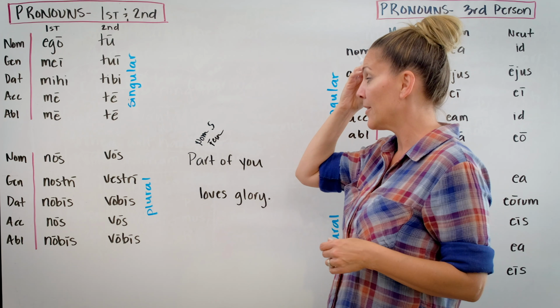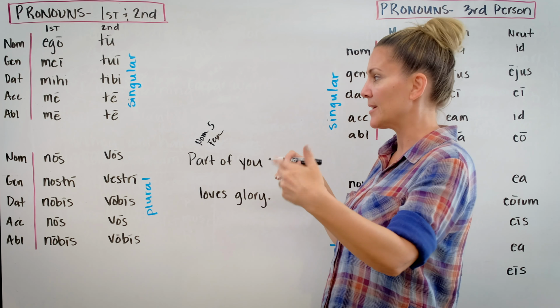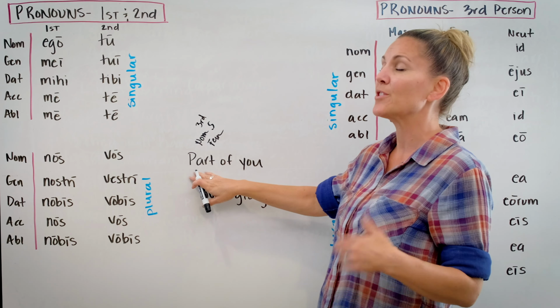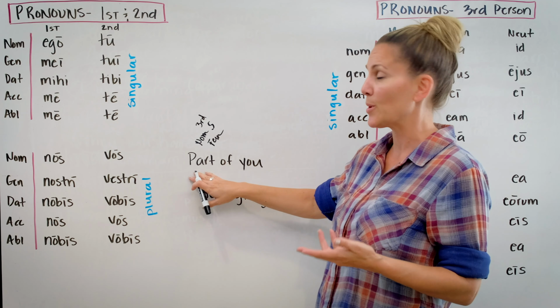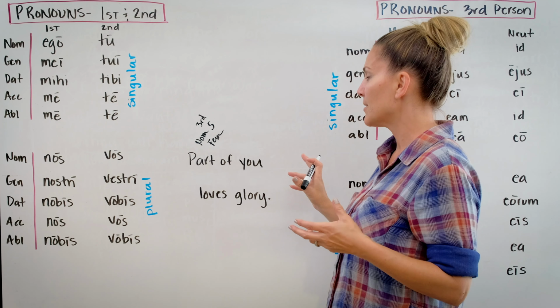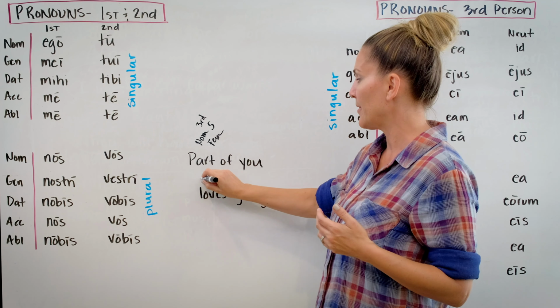And is this first, second, or third person? Well, it's a he, she, or an it, right? It's an it, so it is third person. So we've determined that our subject is a third person singular subject. So let's try to find our verb. So part is doing or being what? It is loving. So here's my verb.